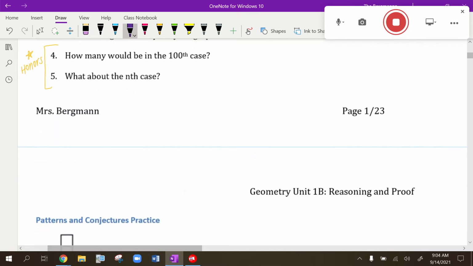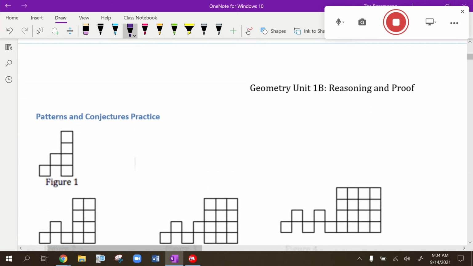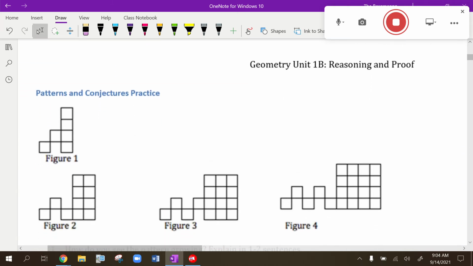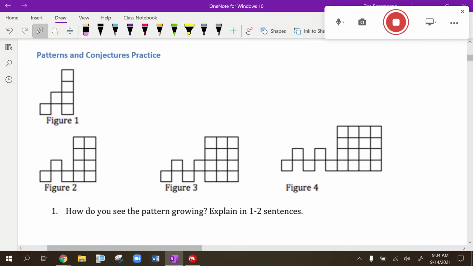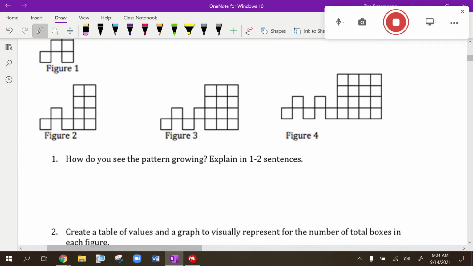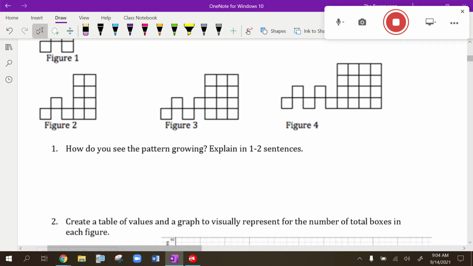Alright, now I want you to try one a little more on your own. I have another pattern here. First, how do you see the pattern growing? Go ahead and complete this one. Alright, continue on. Go ahead and make the table of values and the graph. Once you're finished, you can try to answer the questions below that as well.